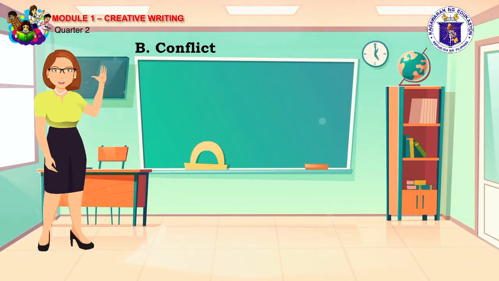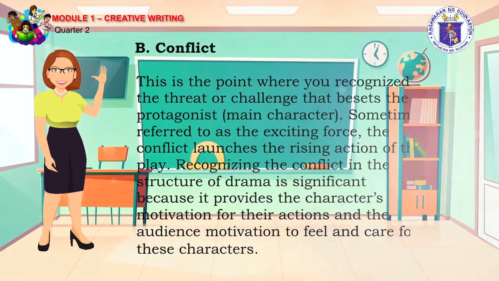This time, let us talk about the conflict. This is the point where you recognize the threat or challenge that besets the protagonist or the main character, sometimes referred to as the exciting force. The conflict launches the rising action of the play. Recognizing the conflict in the structure of drama is significant because it provides the characters' motivation for their actions and the audience's motivation to feel and care for these characters.